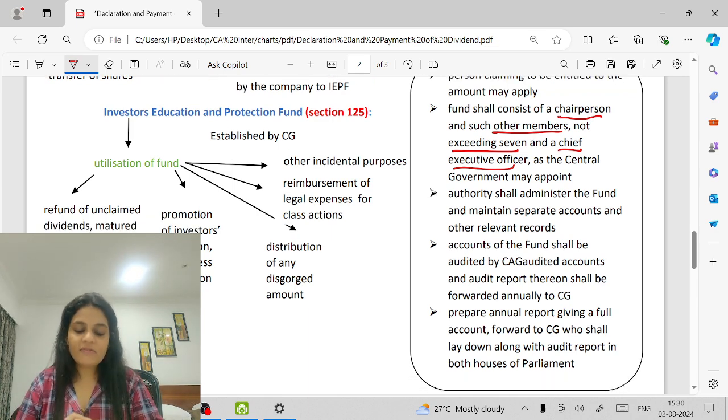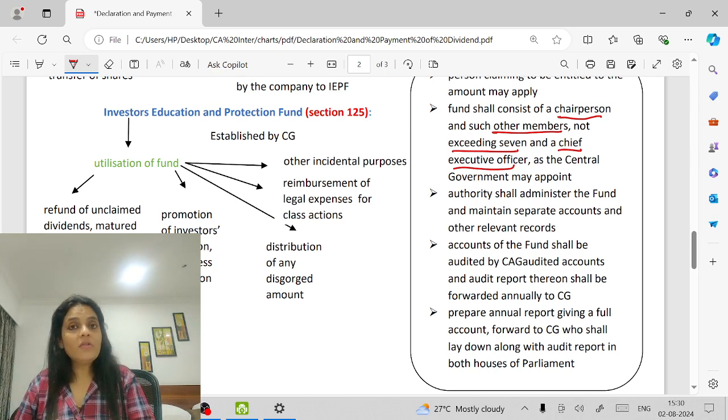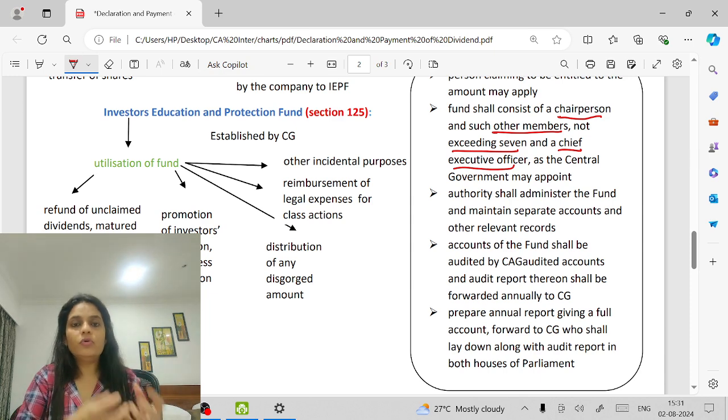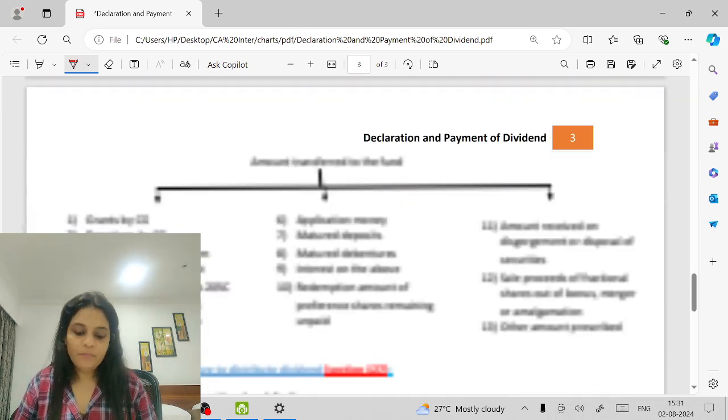Now, what can this fund be used for? If anyone claims the money, can the money be given to that person? Yes. If I have to use it for promotion of investors awareness, making an ad or a movie on investors awareness, can I use it for that? Yes. If there is a class suit and the class suit is justified on behalf of the person who is filing it, then the money for the class suit will be reimbursed from this fund.